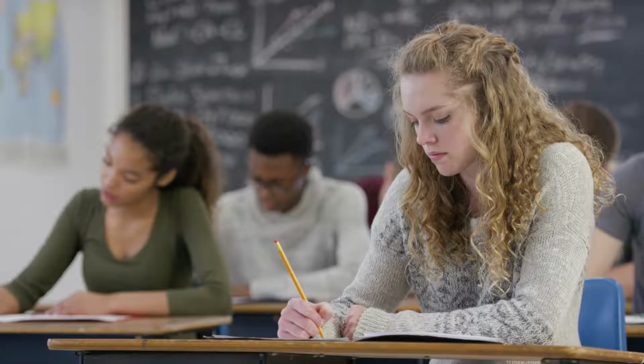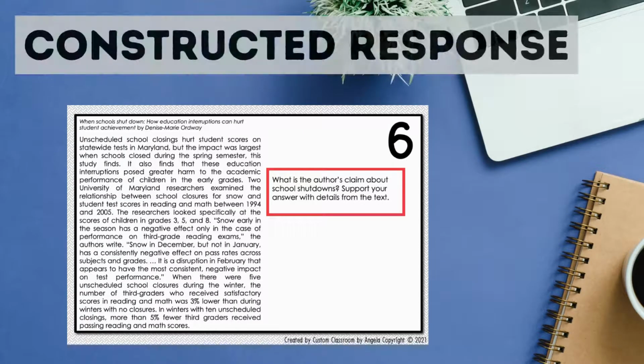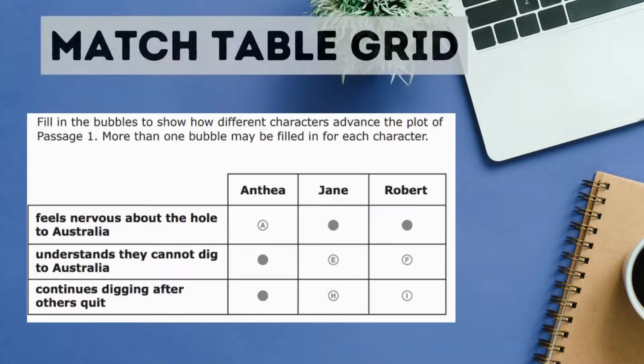Now let's talk about the new item types. In part 3, I discussed how many of the new item types are really just minor changes to traditional multiple choice questions. But on the reading language arts STAAR 2.0, the match table grid question and the constructed response questions, both short and extended, are very different and will require more direct teaching to expose students to the format and what is expected.